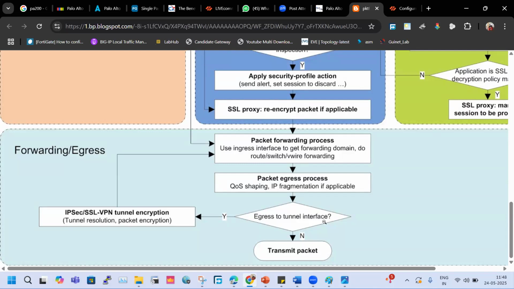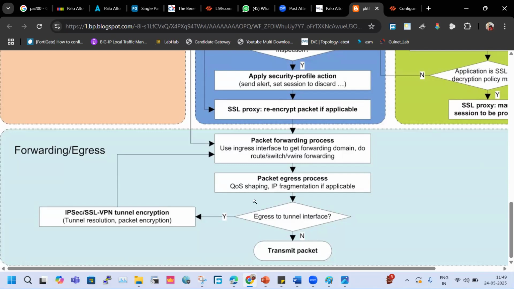Then it will go for the forwarding process. From the forwarding process, it will check the interface, whether it is your SSL interface, which SSL interface it needs to forward that traffic to, or which IPsec tunnel interface it needs to forward the traffic to, right? So accordingly, it will forward the traffic. If it is not encrypted traffic with IPsec or SSL, then it will transmit the packet as it is received in this stage, the packet egress process.